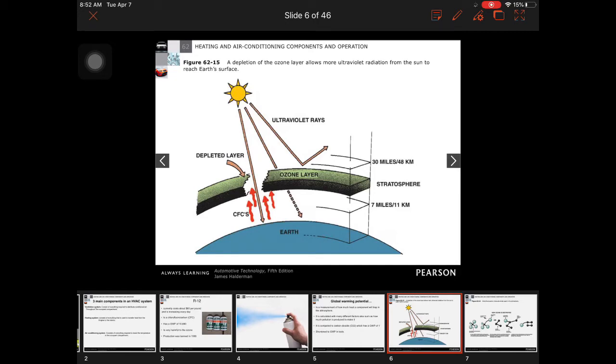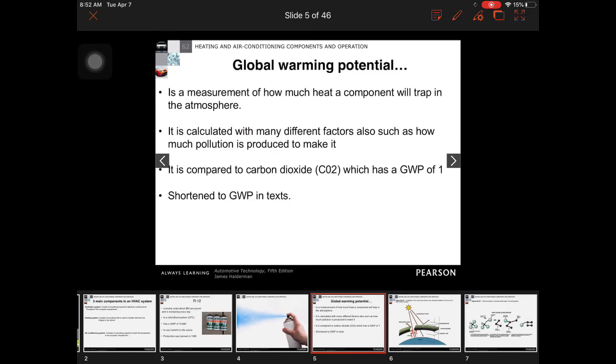Okay, so now the next thing I want to talk about is the global warming potential. Global warming potential is a measurement of how much heat a component will trap in the atmosphere. It is calculated with many different factors, such as how much pollution is produced to make it, which is probably one really good example, and how much damage it'll do to the atmosphere after it's actually produced, or the environment, I guess is the best way to put that. So it is compared to carbon dioxide. That would be the standard for global warming potential. CO2 has a standard of 1, okay?